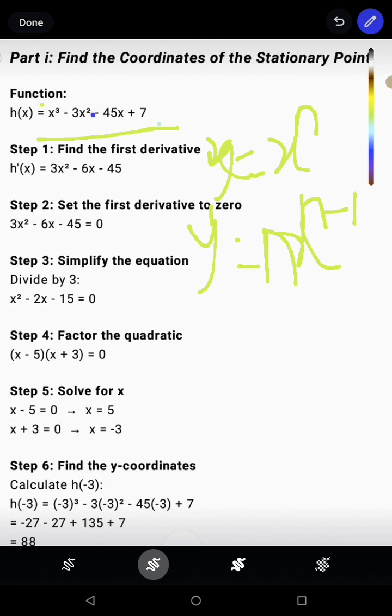And the same thing, differentiation of a constant is 0, so this one will be 0. And differentiation of something with just x is that number itself. Do you understand? That is, differentiation of kx is actually k. That's what I'm trying to say. Differentiation of kx is k. So that will be minus 45 right there.